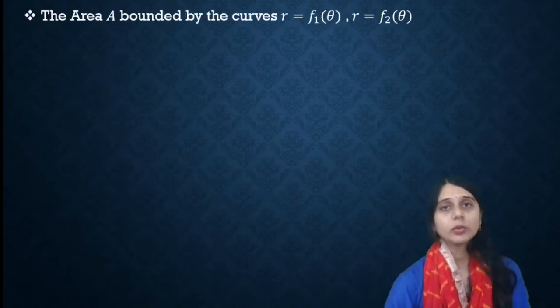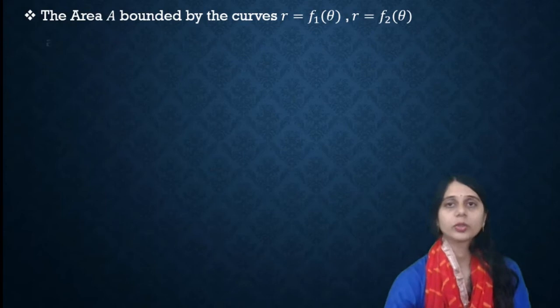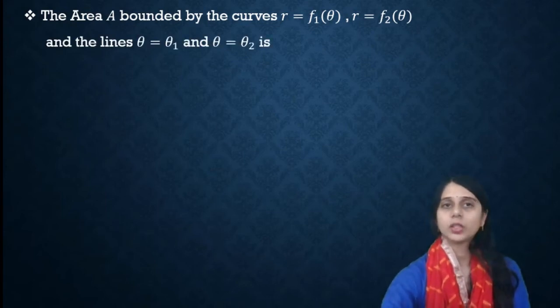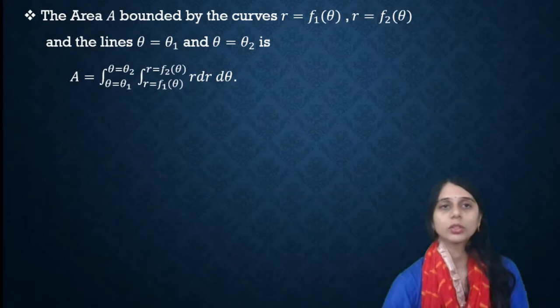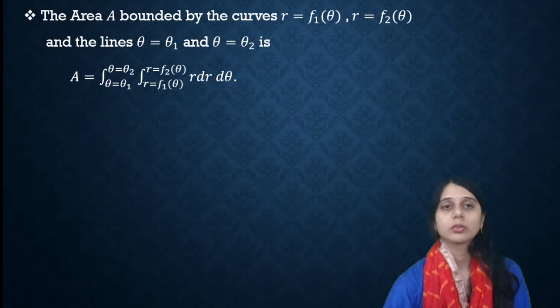Area in polar coordinates: for the curves r = f1(theta) and r = f2(theta), with theta = t1 and theta = t2, A = integral from theta = theta1 to theta2, integral from r = f1(theta) to f2(theta), r dr d theta.